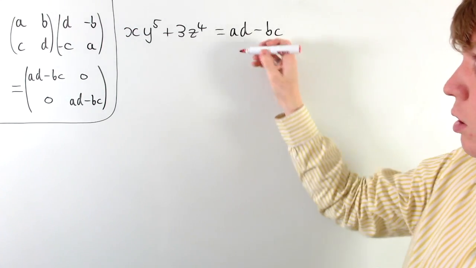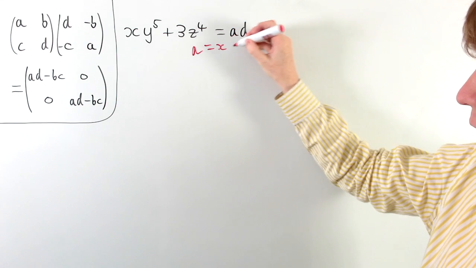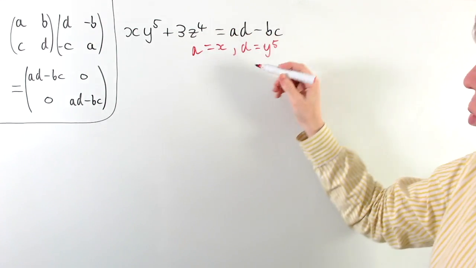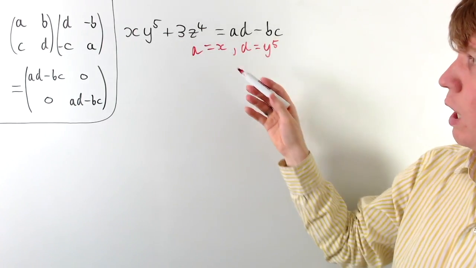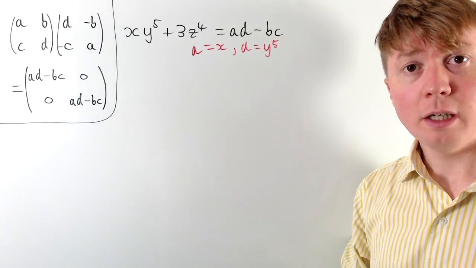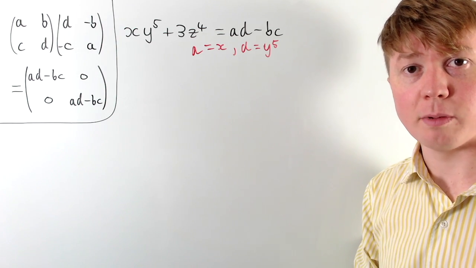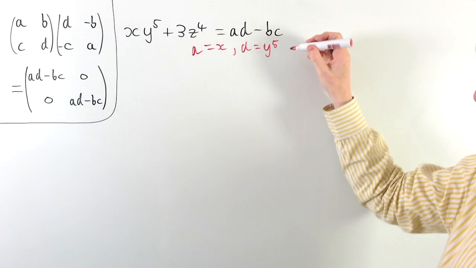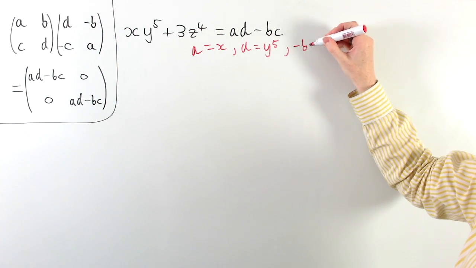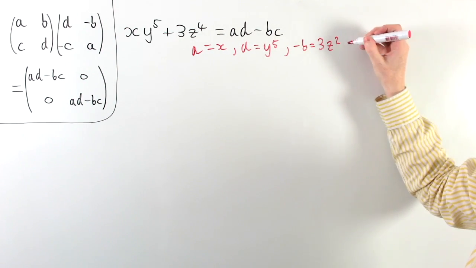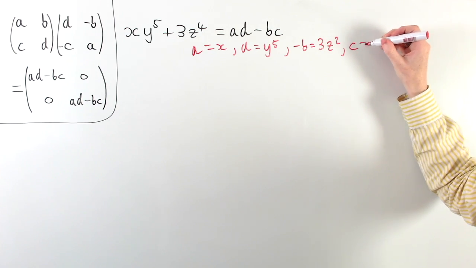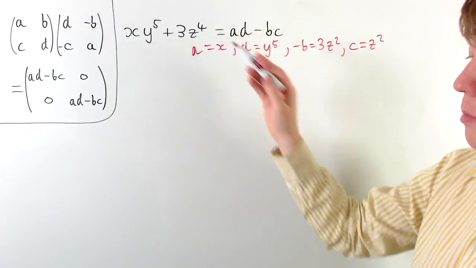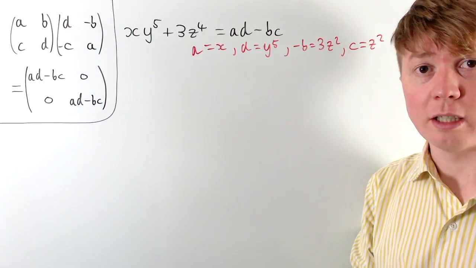So for example, we could have A equals x, and we could have D equals y to the 5, or we could also have chosen A was xy and D was y to the 4, and there's other possibilities there as well, depending on how we want our factorisation to look. Then for our BC, let's take negative b equal to 3z squared, for example, or we could take c equal to z squared, so that AD minus BC matches up with our original expression.